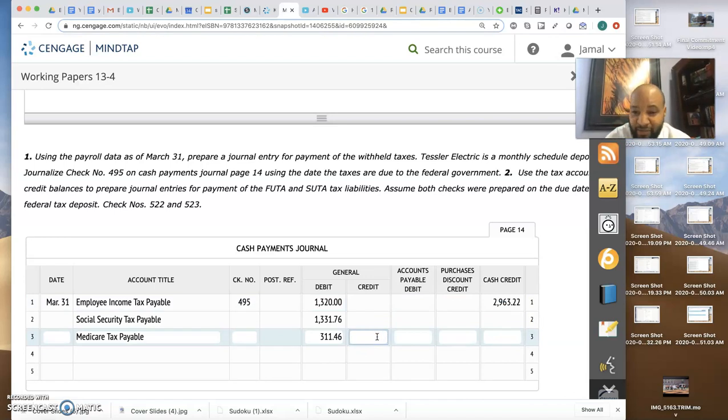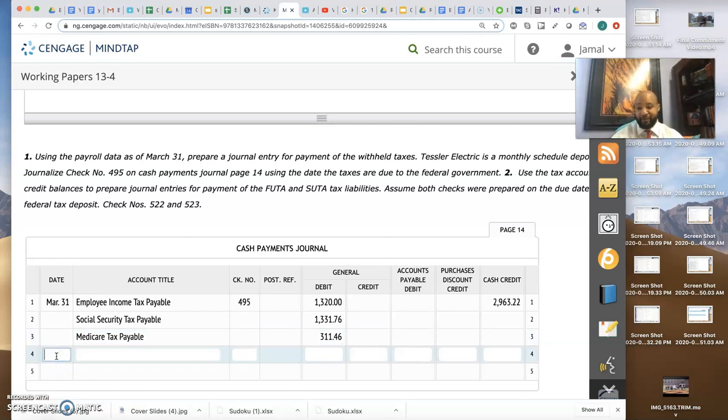We're paying all those payables that we created earlier, and they've been paid for. Now we have to take care of our FUTA and our SUTA. FUTA, Federal Unemployment Tax Act. SUTA, State Unemployment Tax Act. We owe money. So again, this is the 31st.